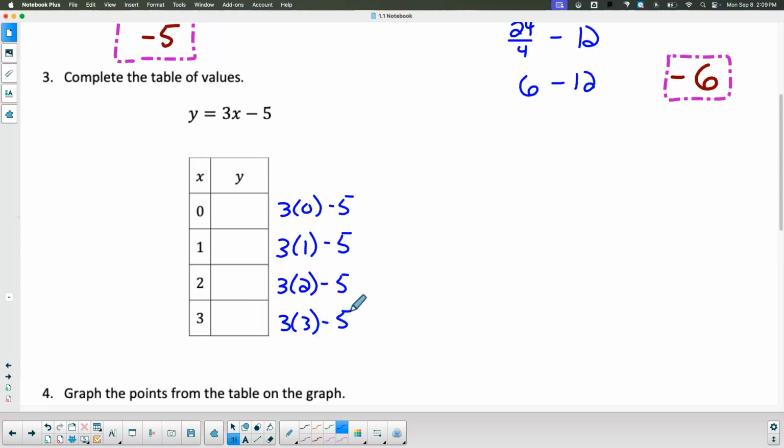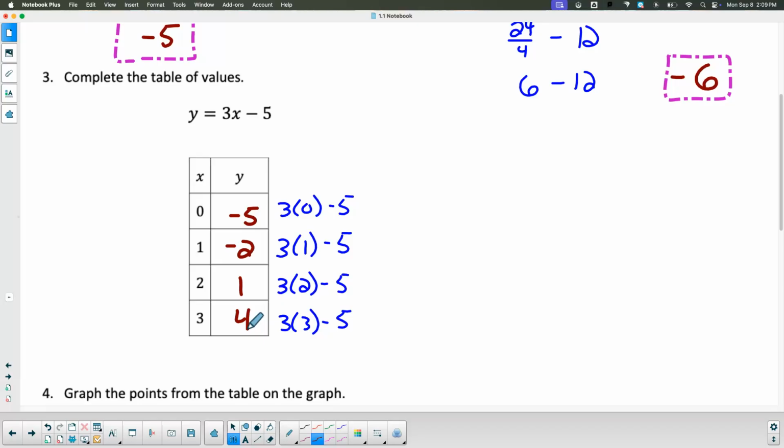3 times 0 is 0. Minus 5 is negative 5. 3 times 1 is 3. Minus 5 is negative 2. 3 times 2 is 6. Minus 5 is positive 1. 3 times 3 is 9. Minus 5 is 4. There. Yes? Good on that one so far.